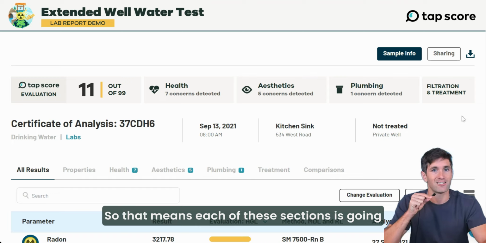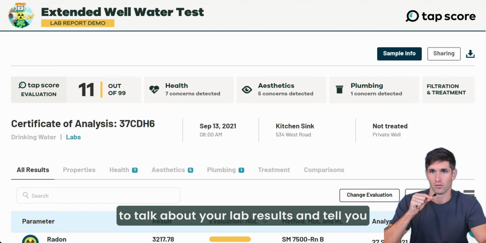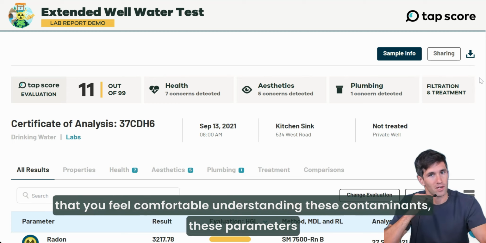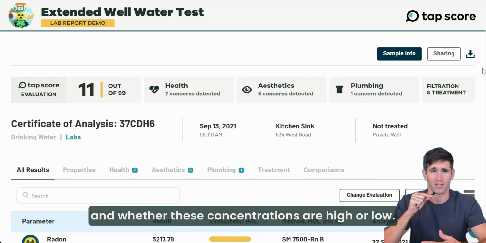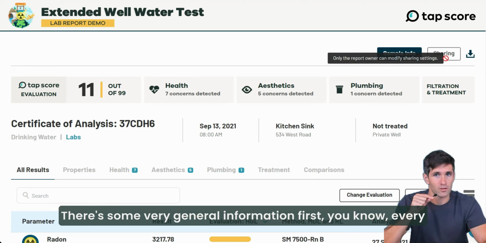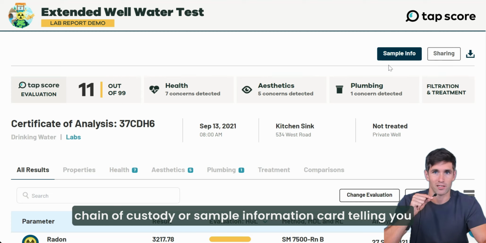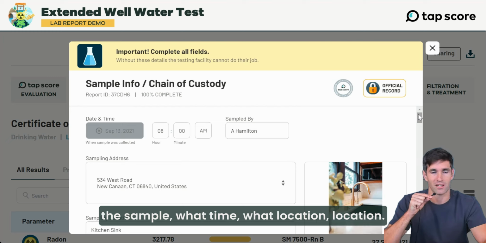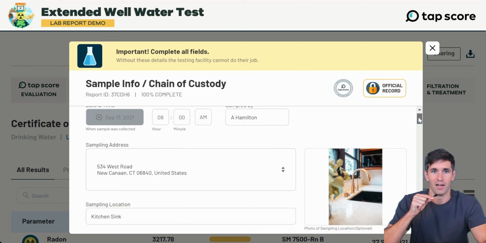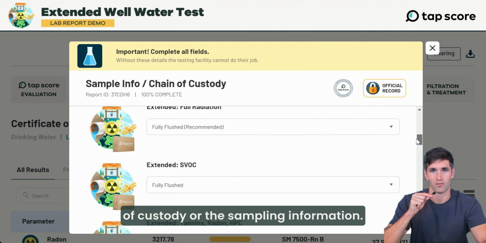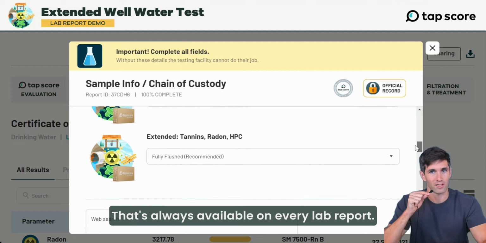So that means each of these sections is going to talk about your lab results and tell you what they mean in a slightly different way so that you feel comfortable understanding these contaminants, these parameters, and whether these concentrations are high or low. There's some very general information first. Every sample that gets collected is going to need a chain of custody or sample information card telling where the sample is coming from, who collected the sample, what time, what location. That information is called the chain of custody or the sampling information. That's always available on every lab report.